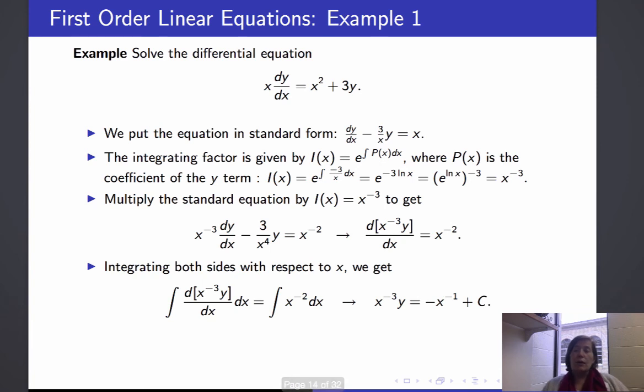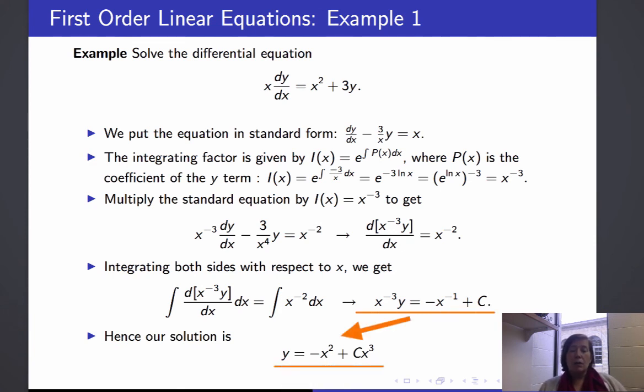The next step is to integrate both sides of that equation. So the integral of the derivative of y times x to the minus 3 is the integral of x to the minus 2, which is minus x to the minus 1 plus a constant. Of course, the integral of a derivative of a function of x is going to be that function itself plus a constant. So the left-hand side is x to the minus 3 times y, which is equal to minus x inverse plus c. Now solving for y by multiplying across by x cubed, we have y equals minus x squared plus some constant times x cubed.